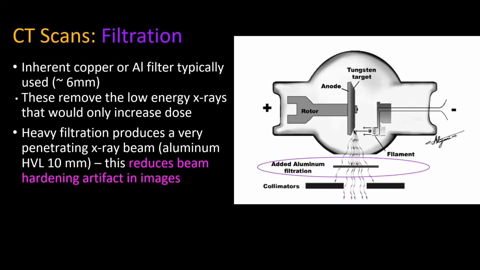The filter is circled in purple here on our graphic. These are typically made of copper or aluminum, and their job is to remove the low energy X-rays that would only serve to increase the patient dose. This results in a very penetrating X-ray beam, and it reduces beam hardening artifact, which is a key concept. So let's say that again. Filtration reduces beam hardening artifact.